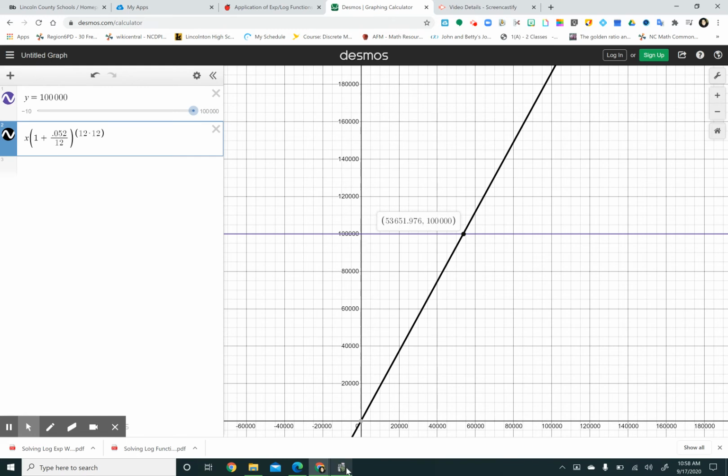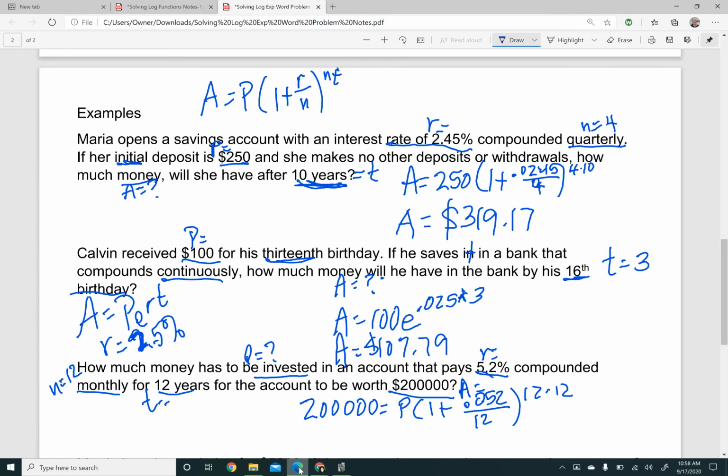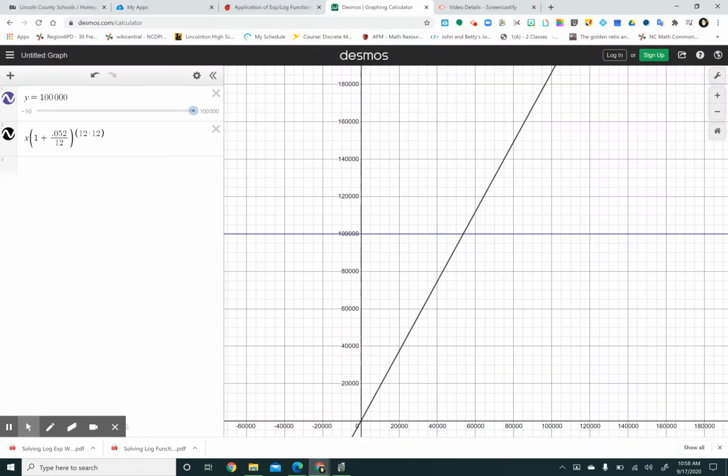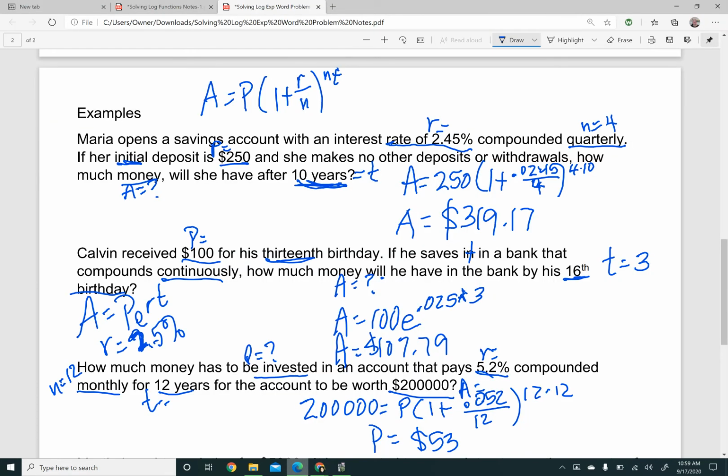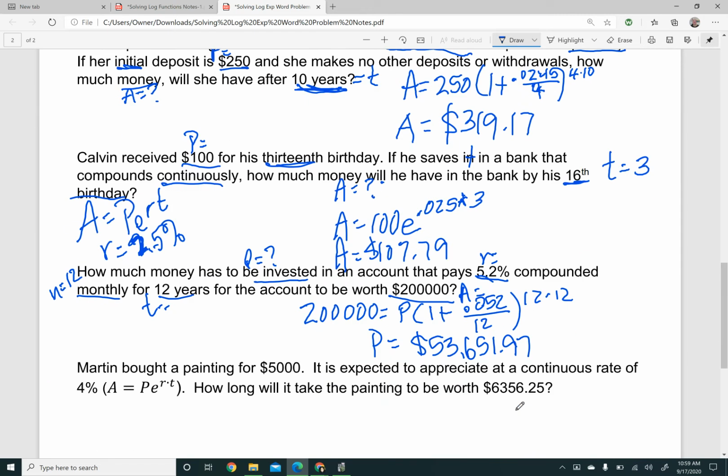$53,651.97. So our answer is P equals 53,651.97. So we would have to put $53,651.97 to get $200,000 out. Okay. So Y equals that side and the other side.